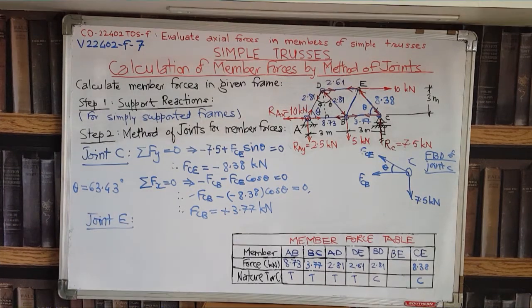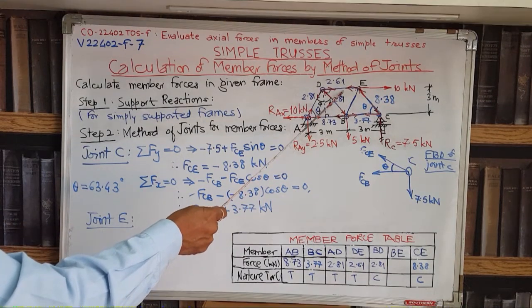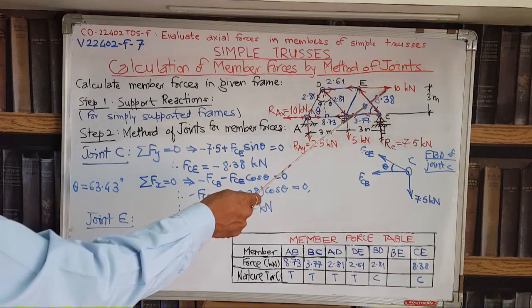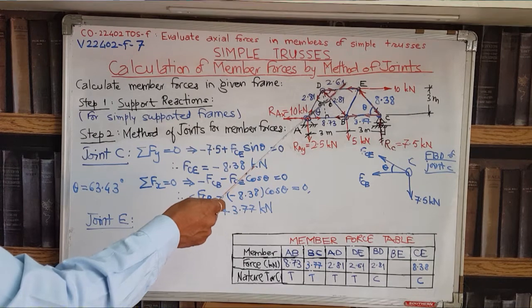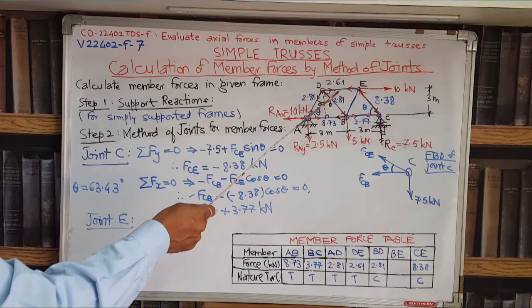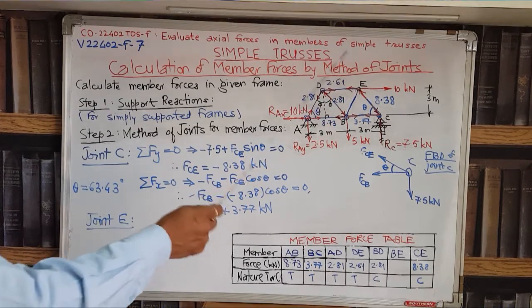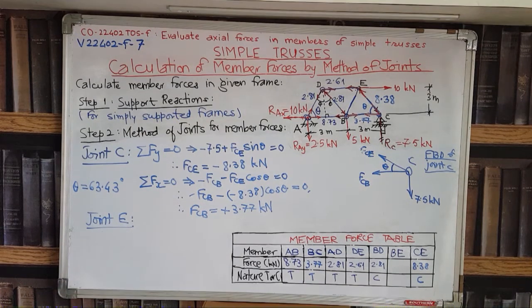Look at joint E. At EBC, 1, 2, 3, 4 forces are seen. This 10 kilonewton is a known force, 8.38 towards the joint is a known force, 2.61 away from the joint is a known force, and this EB or BE is the only unknown force. There is only one unknown force, so we will calculate it by applying conditions of equilibrium.